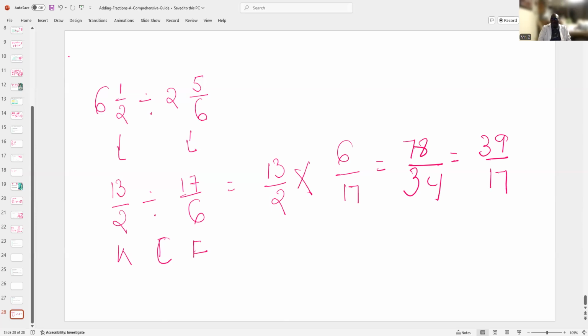All right. What fraction is that one? It's an improper fraction. 17 goes into 39 how many times? 2 times, because 17 times 2 is 34. The remainder of 39 minus 34 will be 5.